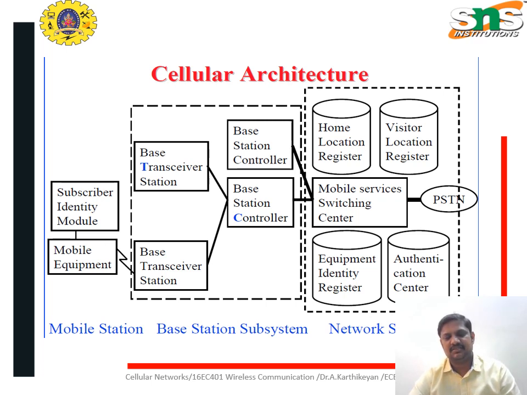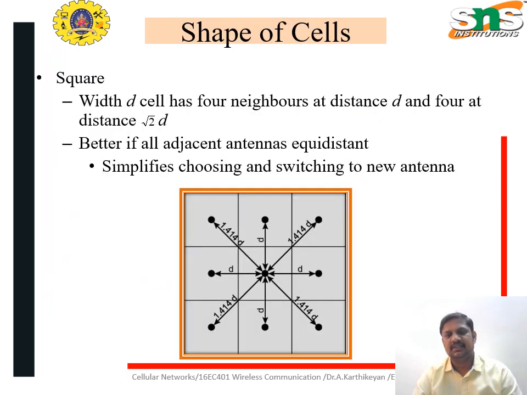So we already saw that the cellular architecture is mainly the mobile station, base station subsystem, and the network subsystem. These three things are mainly used in the cellular architecture. In that, we are seeing the shape of the cells and how they will be divided. It will be a square.